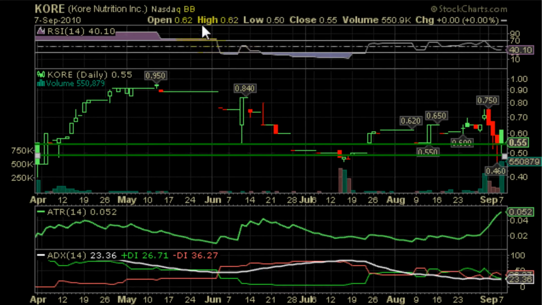Our next task is to identify the line of resistance. Excuse me. We have very obvious resistance at 0.75, which is not only this month's resistance, but it's also psychological resistance.